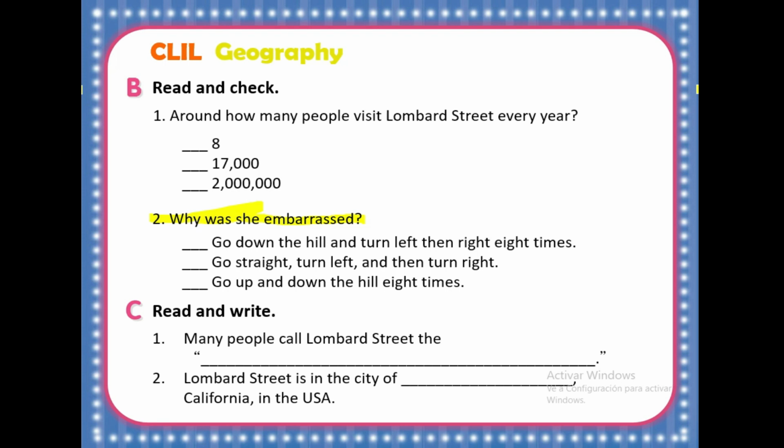Ahora vamos a chequear. We have the number 1, 2 million people, 2 millones de personas. Imagínense. And the number 2, the correct answer is go down the hill and turn left, then right 8 times. Es un enredo, ¿verdad, chicos? Llegar ahí, porque imagínense, dice que hay que ir abajo de la colina, luego girar hacia la derecha, perdón, hacia la izquierda, luego hacia la derecha, 8 veces para poder salir de esta calle. Es por eso que se le llama Crowded Street, porque es una calle con demasiadas curvas.